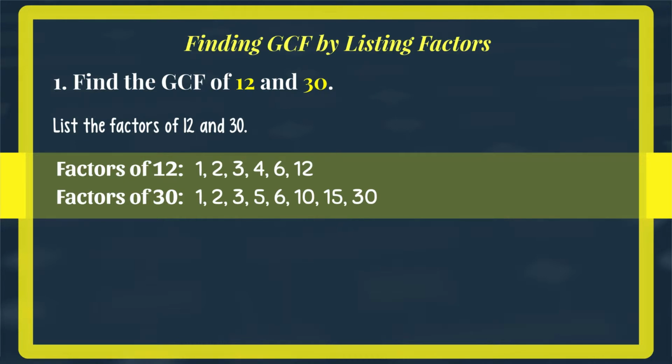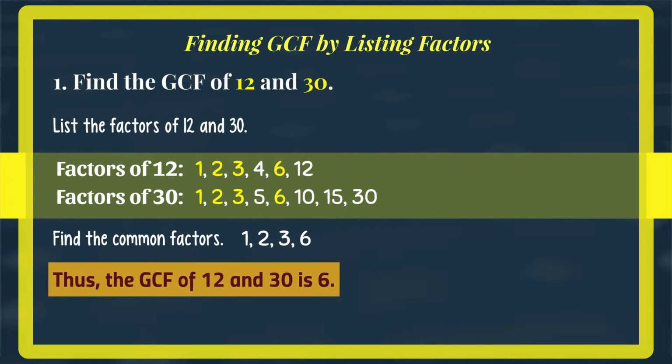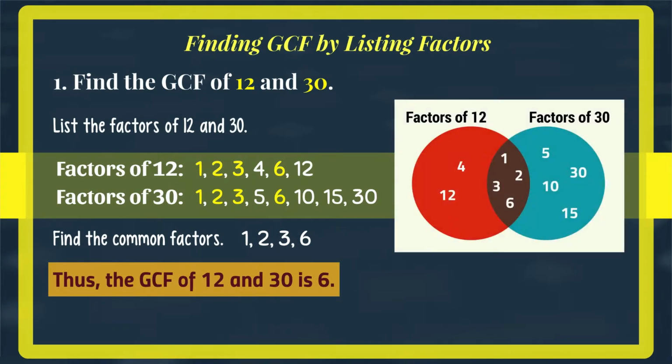Now that we have all the factors listed, it's time to find the common factors. We'll just put the common factors in yellow. They are 1, 2, 3, and 6. Which is the greatest? It's 6. Thus, the GCF of 12 and 30 is 6. Let's have a better visualization of the common factors. This is the Venn diagram showing the common factors of 12 and 30.